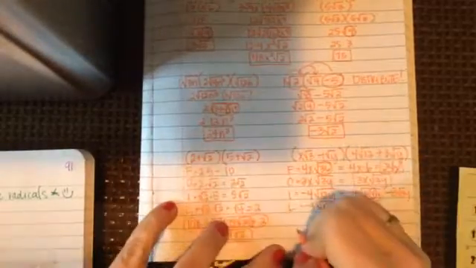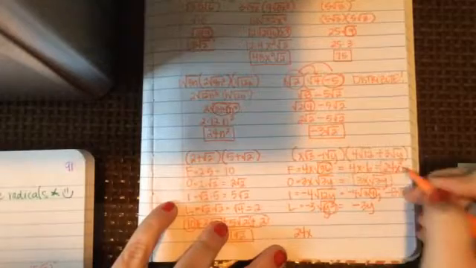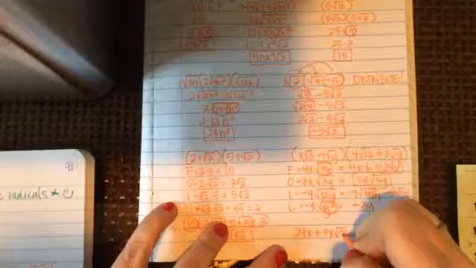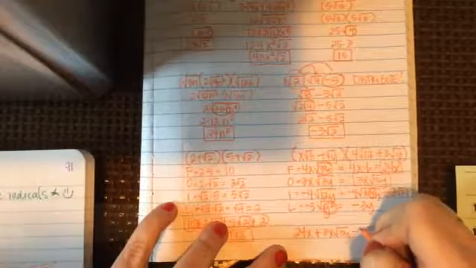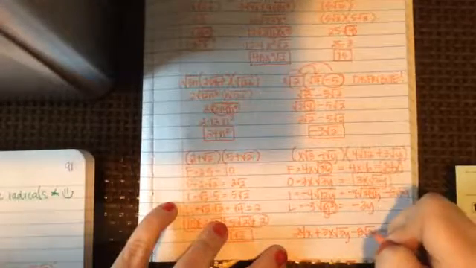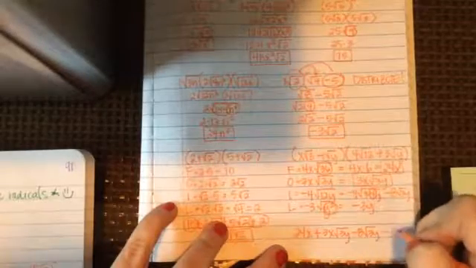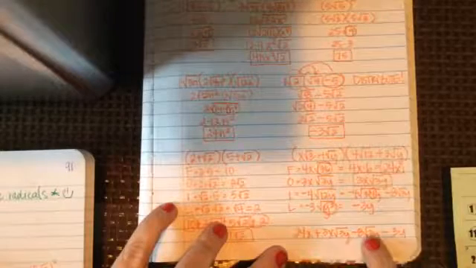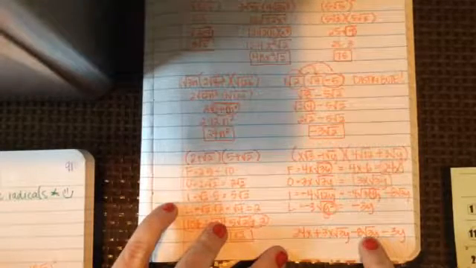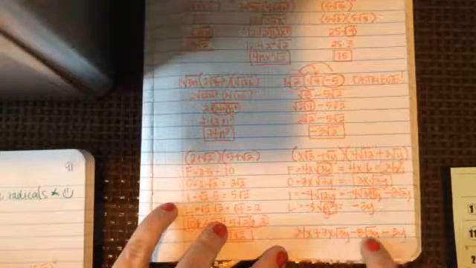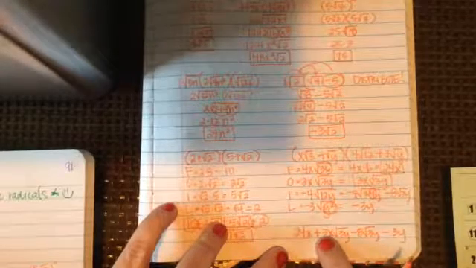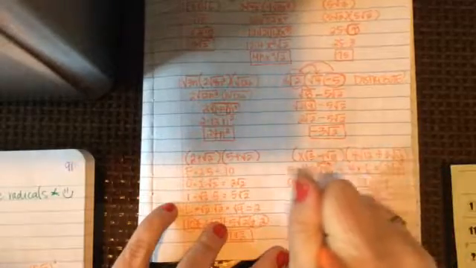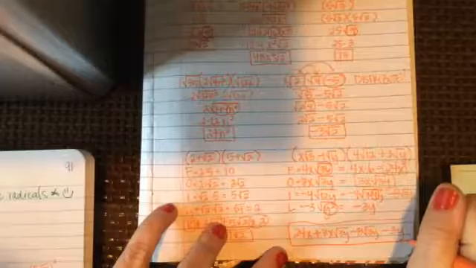Let's put them all together. 24x plus, because it's positive, 3x radical 3y minus 8 radical 3y minus 3y. Can these two go together? No. Their radicands are the same, but their coefficients are not like terms. So this whole thing is your answer.